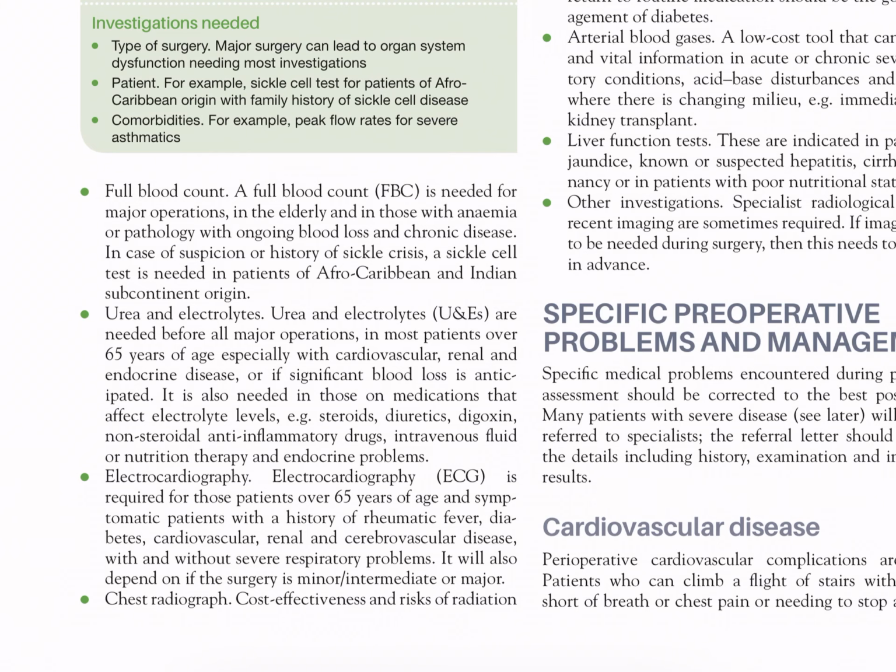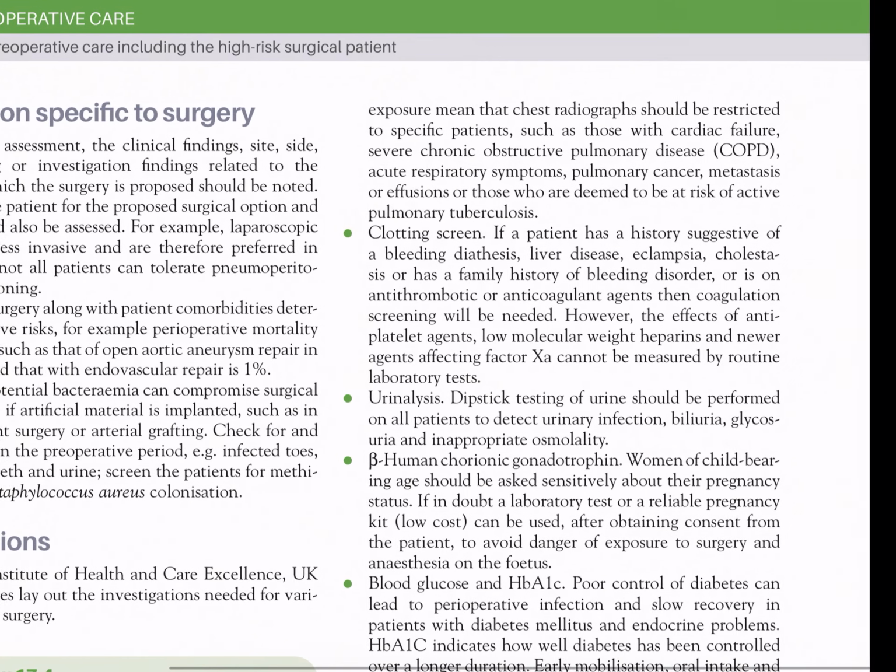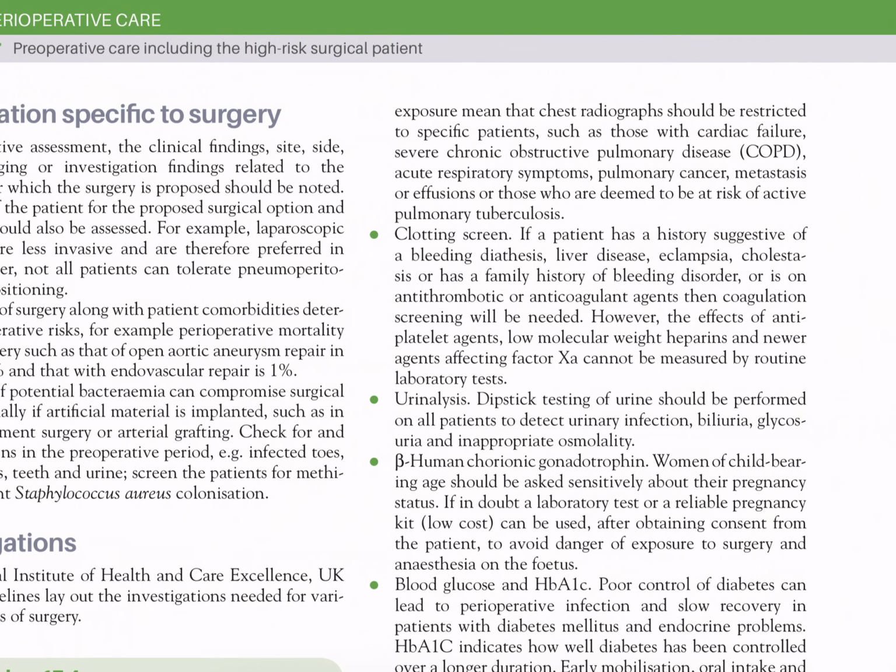Chest radiograph. Cost effectiveness and risks of radiation exposure mean that chest radiographs should be restricted to specific patients such as those with cardiac failure, severe COPD, acute respiratory problems, pulmonary cancer, metastasis or effusions, or those who are deemed to be at risk of active pulmonary tuberculosis.